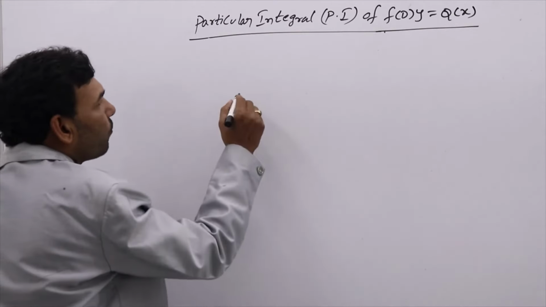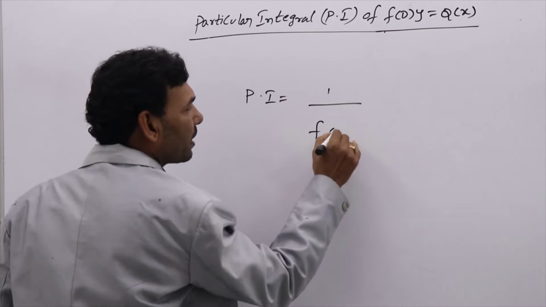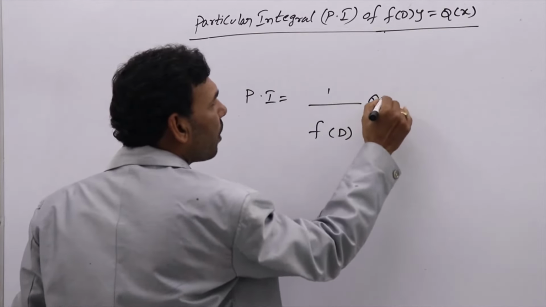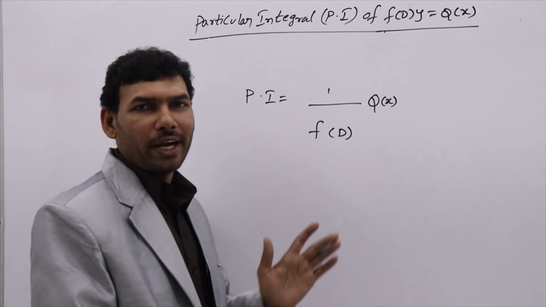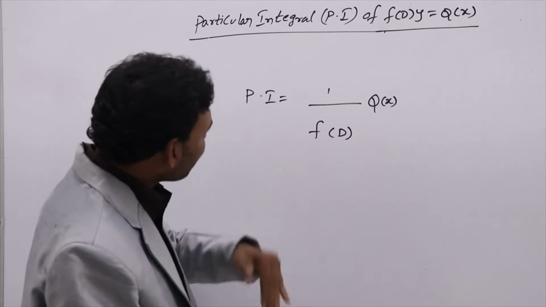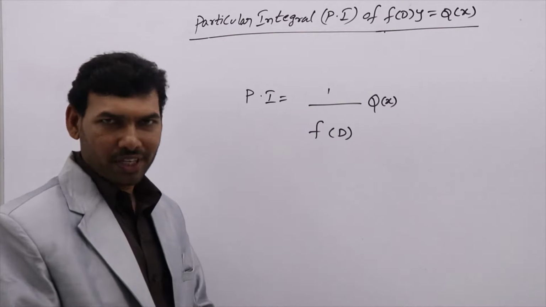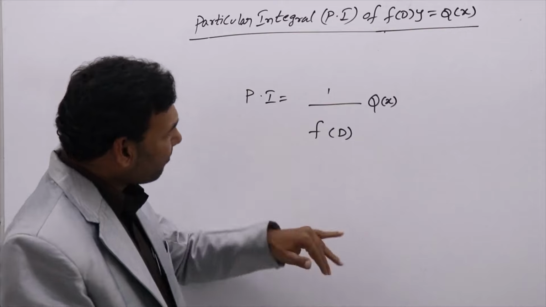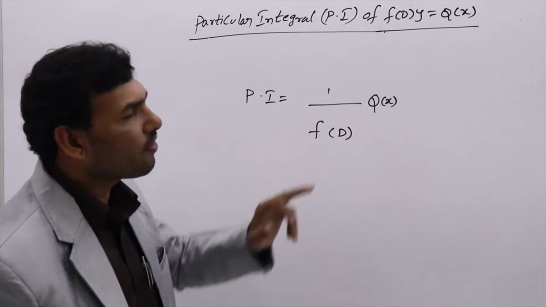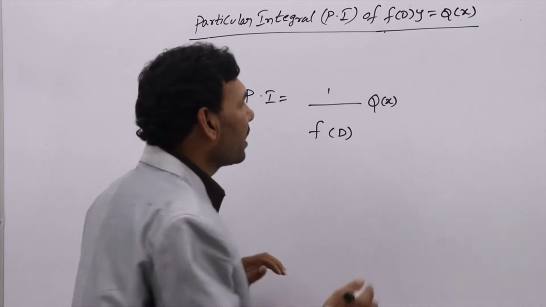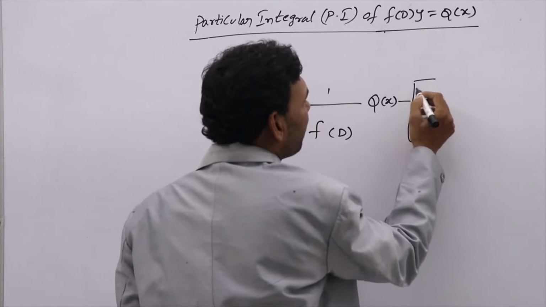The standard formula to find the particular integral of this type of differential equation is 1 by f of D into Q of x. This is the standard formula to find PI. From the next step onwards, we apply the method corresponding to Q of x. Corresponding to Q of x, the next steps vary. But in every problem, step 1 to find PI is 1 by f of D into Q of x. Here, Q of x is the RHS of the given differential equation.